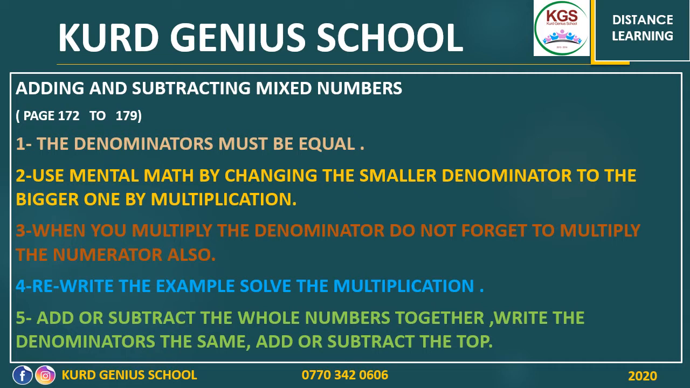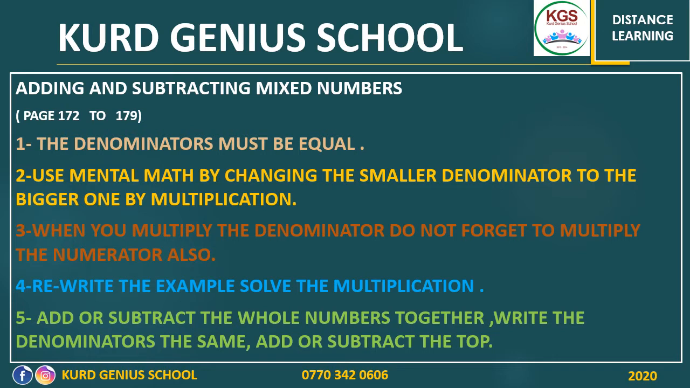So when we write the multiplication, this number, the top, by 2, for example, the bottom by 2, rewrite the example, solve the multiplication. You need to rewrite the example, but this time solve just the multiplication. Number 5, add or subtract the whole numbers together, because here we have mixed numbers, and in a mixed number we have a whole number first and then a fraction. A whole number is a normal number. Please add or subtract them and then go to the fractions to add or subtract the fractions.